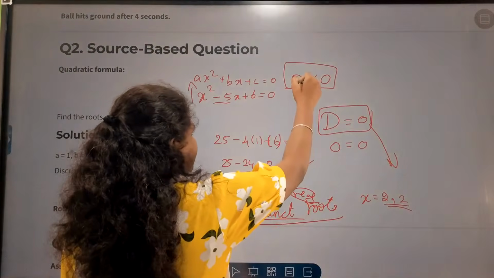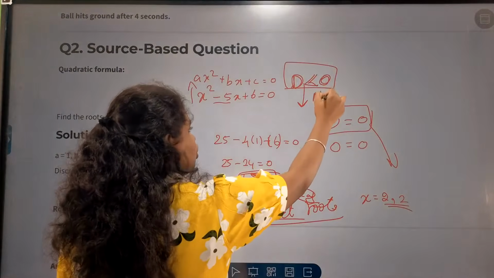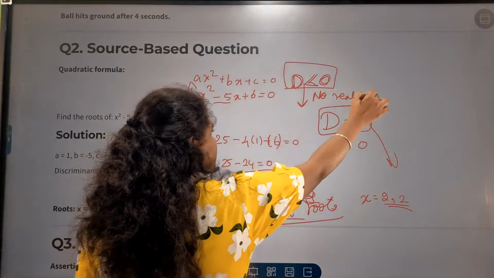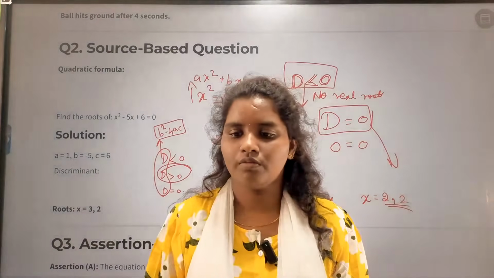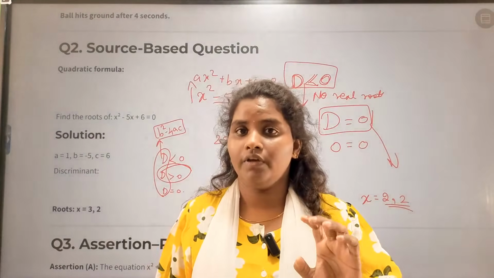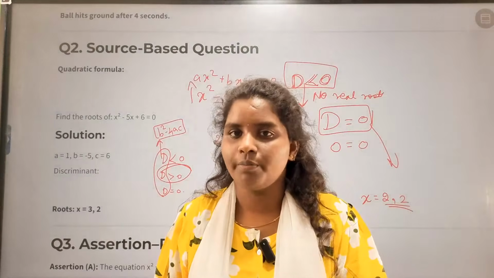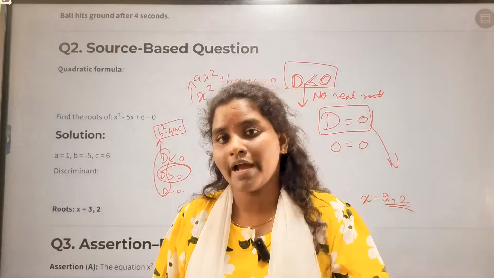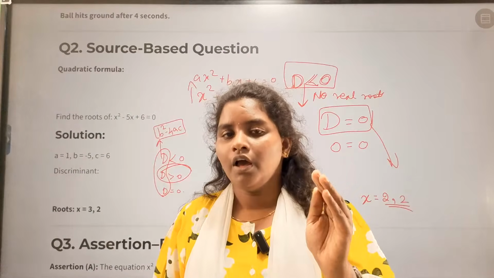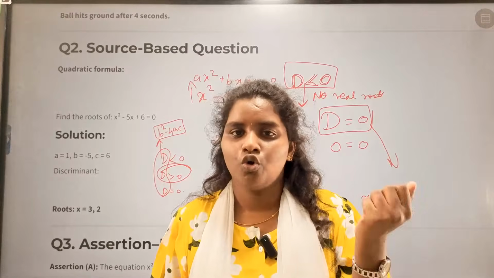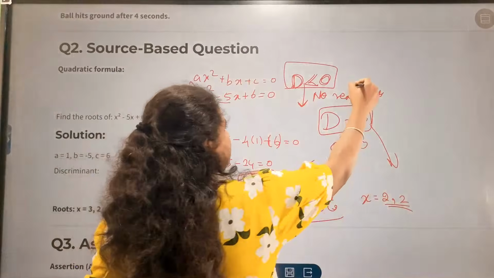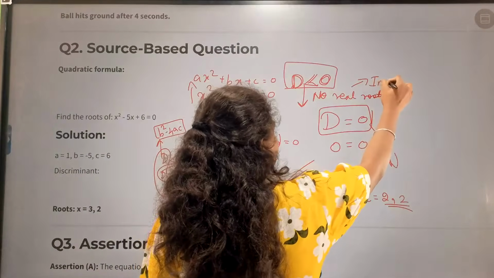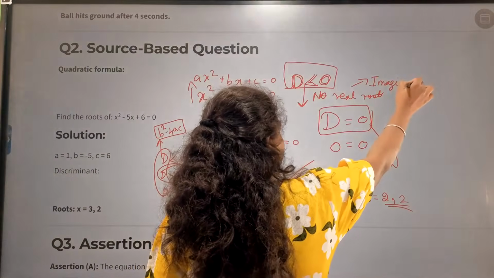If D is less than 0, it means here there are no real roots. No real roots means we don't have real roots, but they have two imaginary roots. For example, in terms of i. So no real roots means imaginary roots. Here it presents imaginary roots, right?